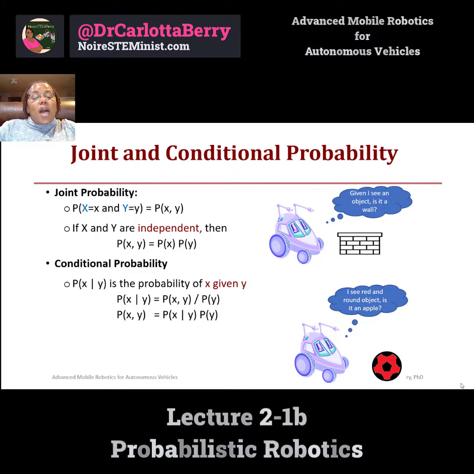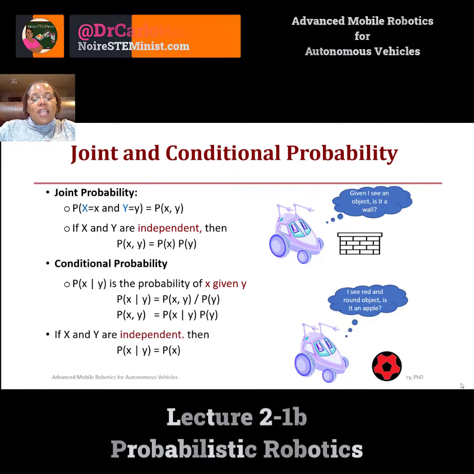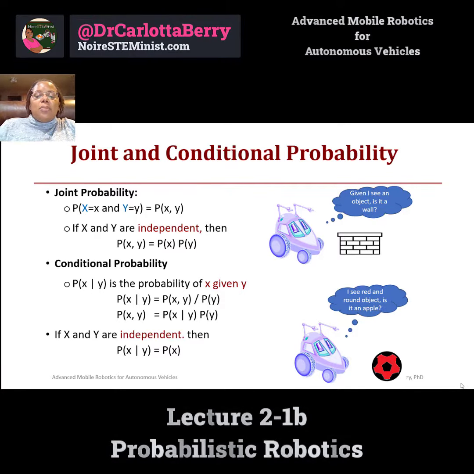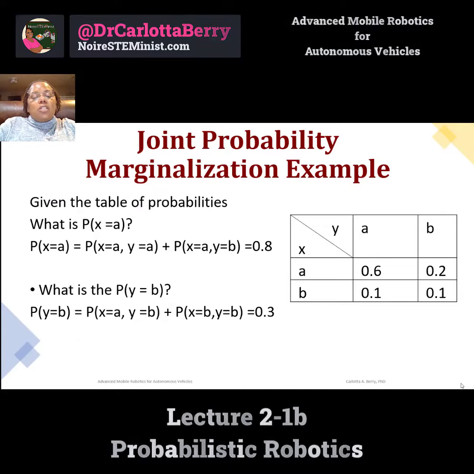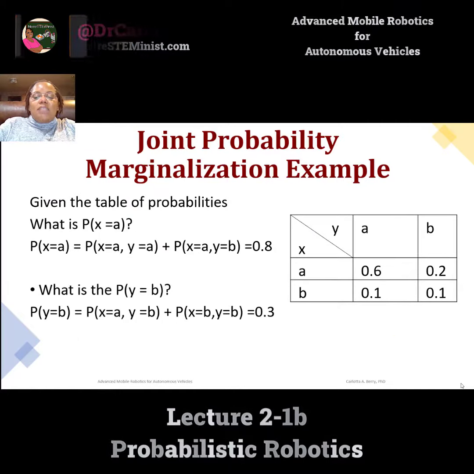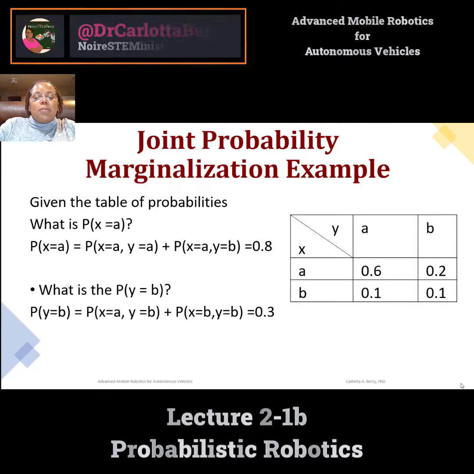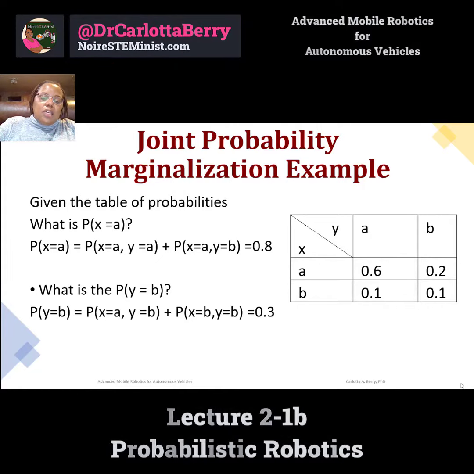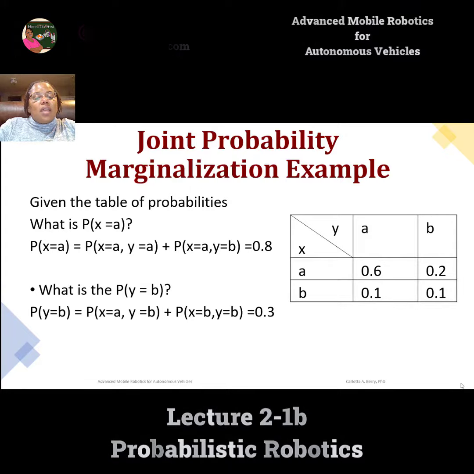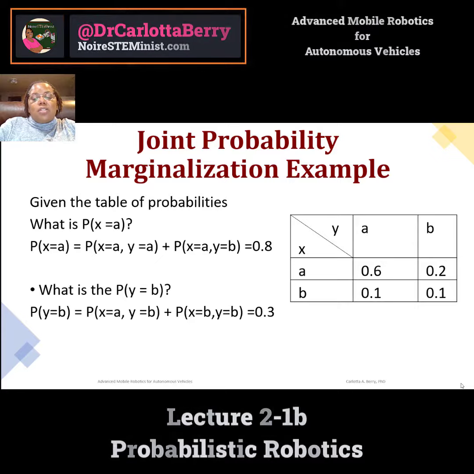If x and y are independent, we can then write that as the probability of x given y is just p of x. So here's an example of joint probability marginalization. Given that I have a table of probabilities here, what is the probability that x equals a? So you would find the probability that x equals a and y equals a and add that to the probability that x equals a and y equals b. So 0.6 plus 0.2 is 0.8.